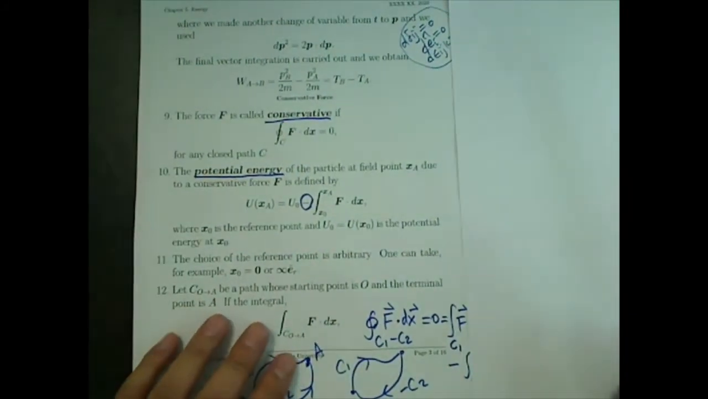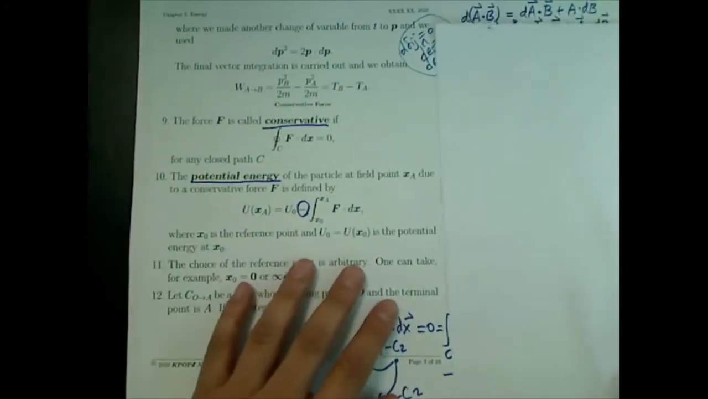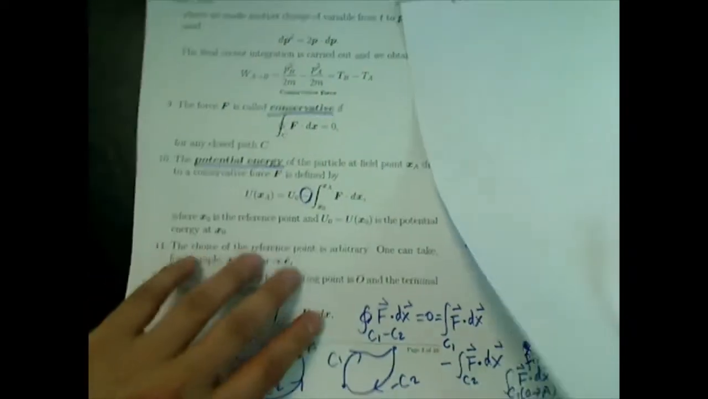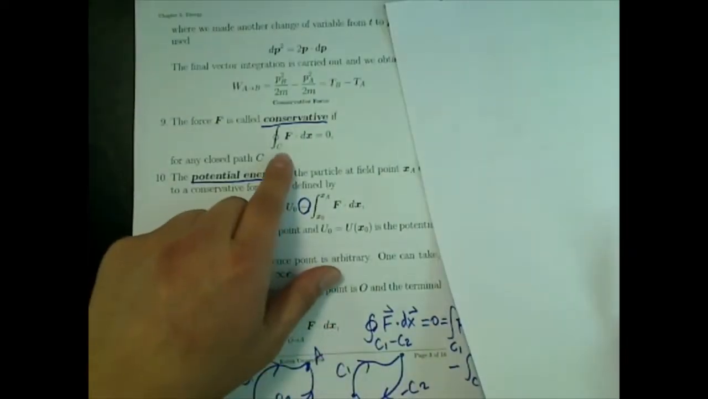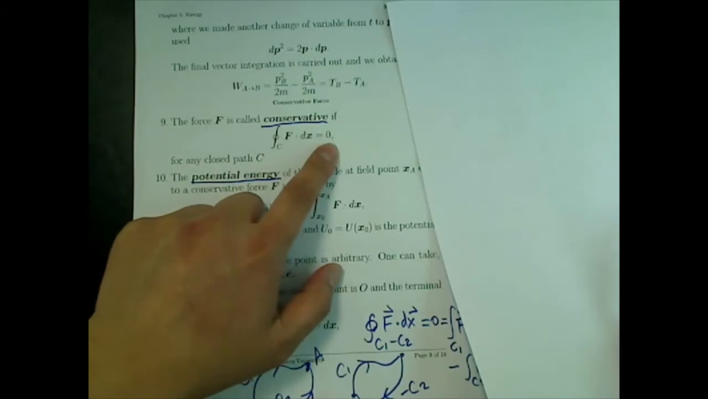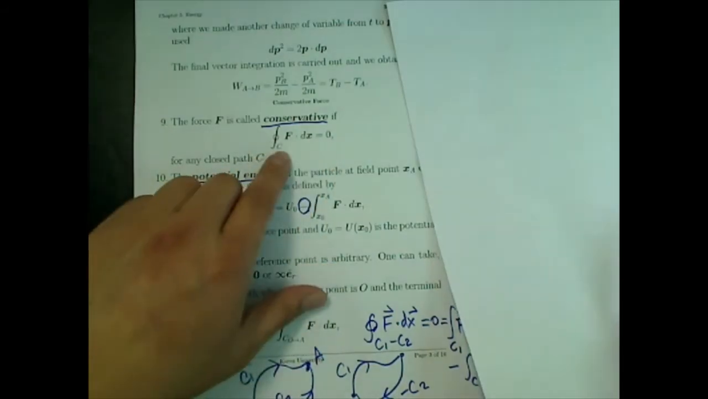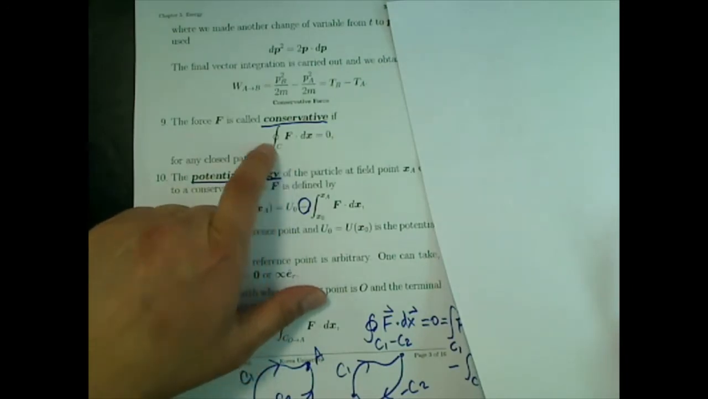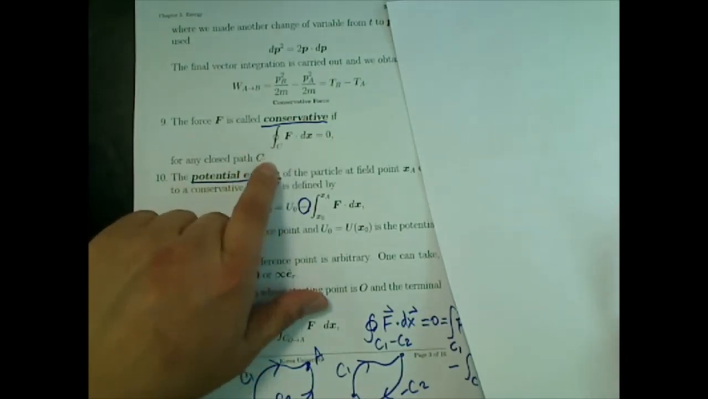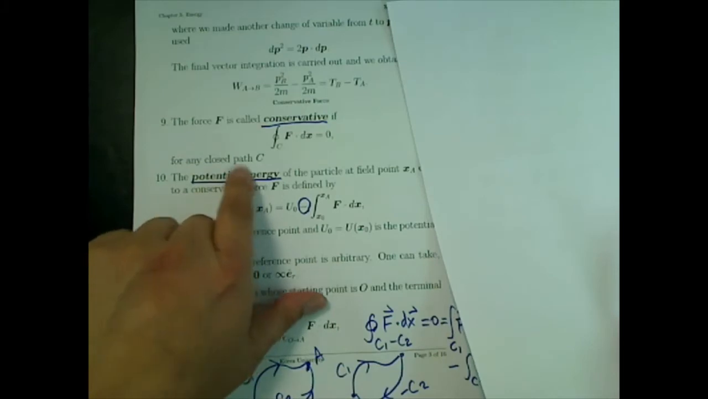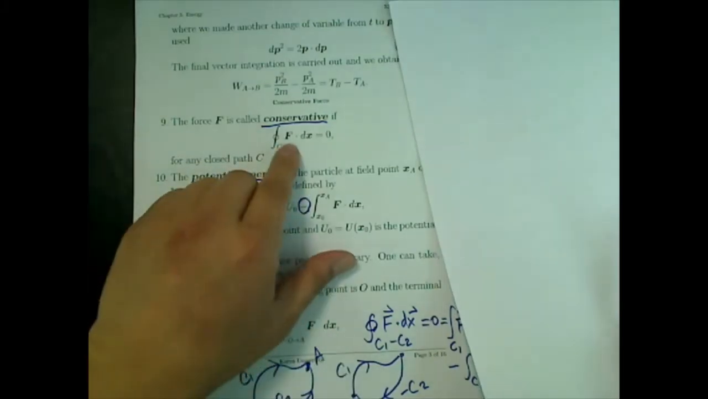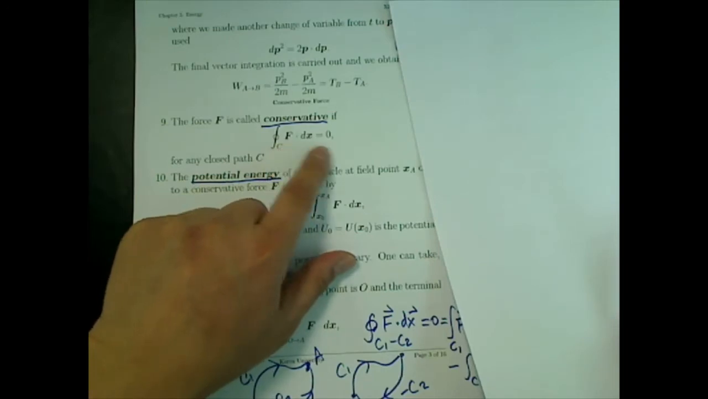Next one is conservative force. What is conservative? Force is conservative if this integral is 0. What is this? The circle. This is path, and circle means the path is closed path. The work done by a force along a closed path is always 0.